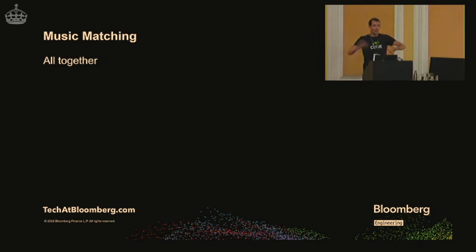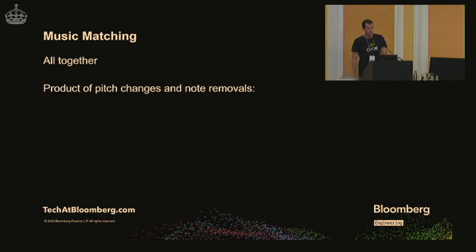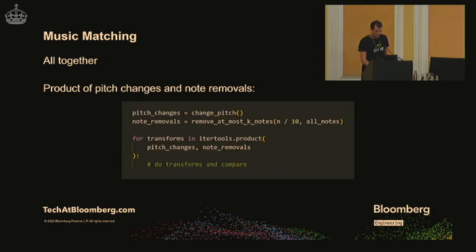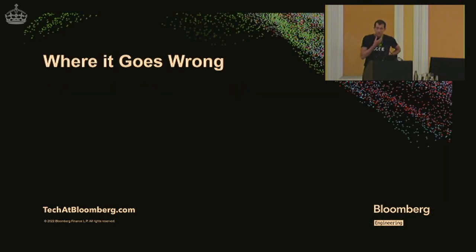Put it all together. We want any combination of these transformations, pitch changes and note removals. We want a product, so we can use itertools' product function. We're just taking each generator, the pitch changes and the note removals, and producting them together. And then the memory kind of explodes. Memory usage goes through the roof here if you're not careful. And why does that happen? Where have we gone wrong?